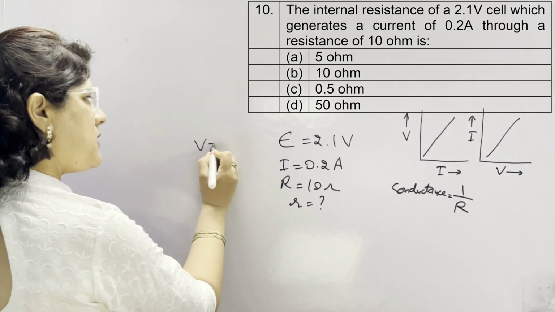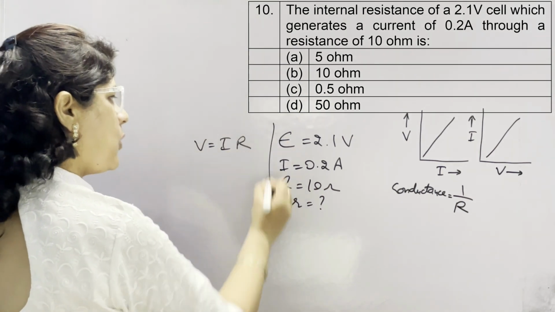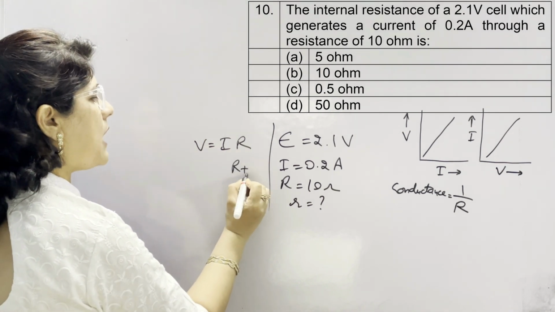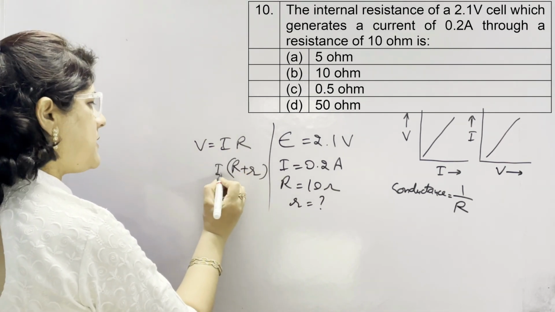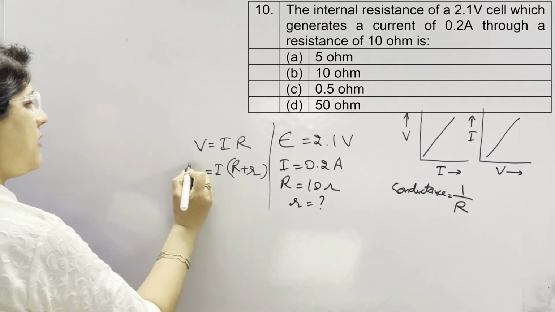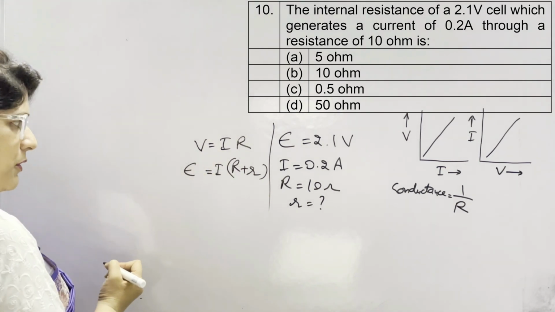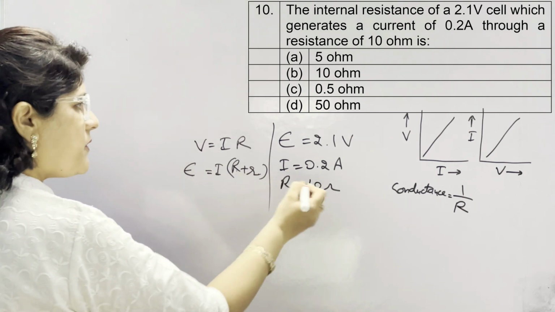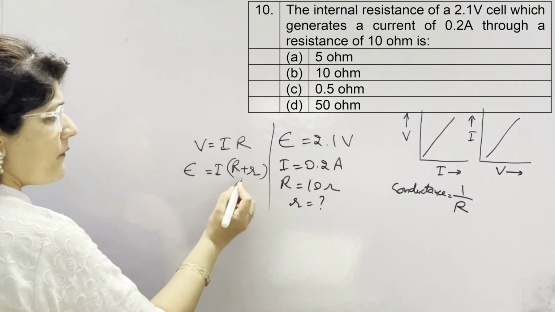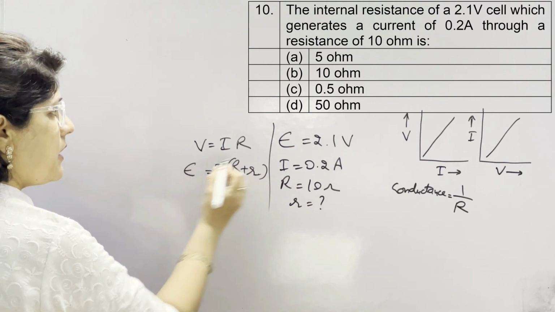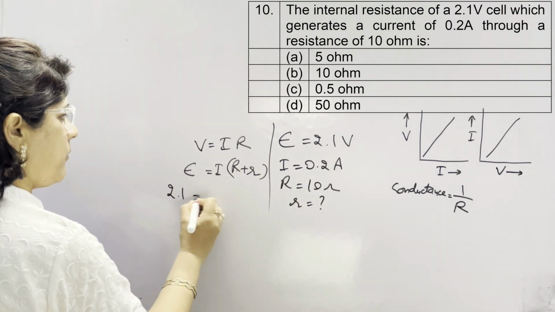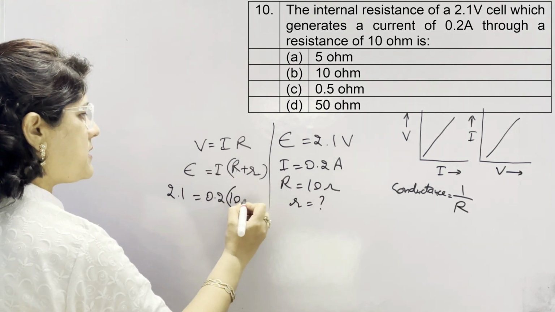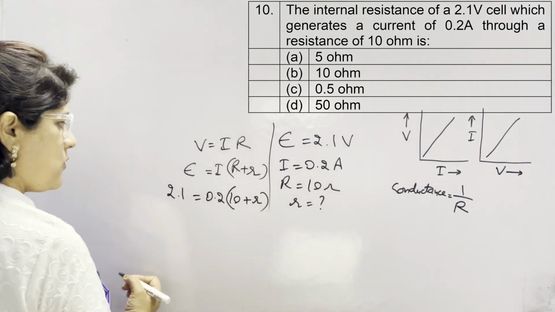We know the formula V is equal to IR. No new formula in this. Whenever internal resistance is given, it means R plus r. I is there. We replace this V with EMF E, electromotive force. So EMF is equal to I times R plus r is our formula, which we are using here directly for calculating internal resistance. EMF value is given as 2.1. Current is given as 0.2, resistance is given as 10, and internal resistance we need to calculate.